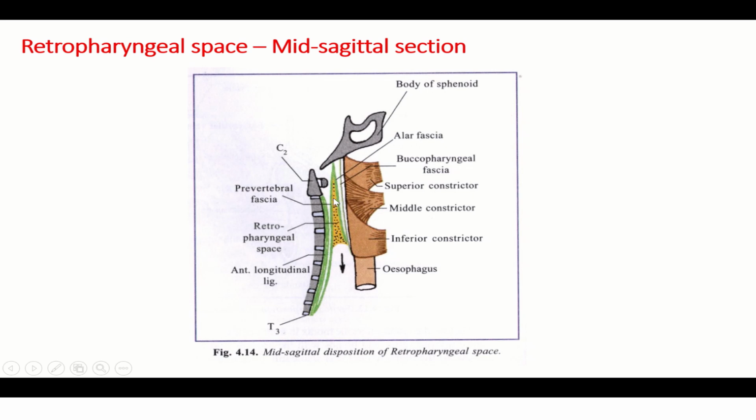So you can see here, this is the retropharyngeal space. See, it is in open communication with the mediastinum of the thorax. You can see here, this is the buccopharyngeal fascia. So these are the constrictors of the pharynx. This is the anterior layer, which is in continuation with the buccopharyngeal fascia. This will be the posterior layer, which is the actual prevertebral layer.